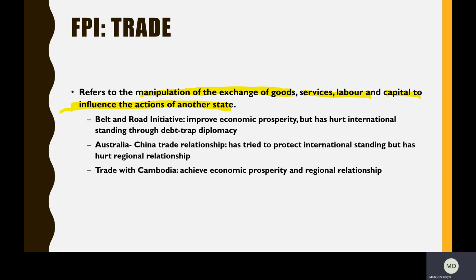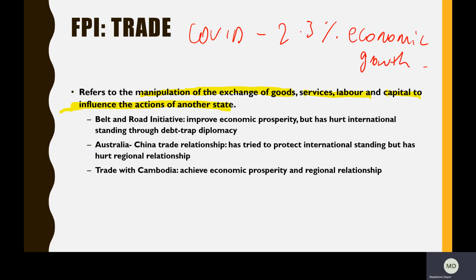And China is a significant trade partner. During COVID, they were the only major economy to still receive economic growth. I think that's quite significant because the world was relying on them for masks and PPE. So they were, and they are, a very good trade partner to have. In terms of trade achieving national interests, it's helped them with economic prosperity.